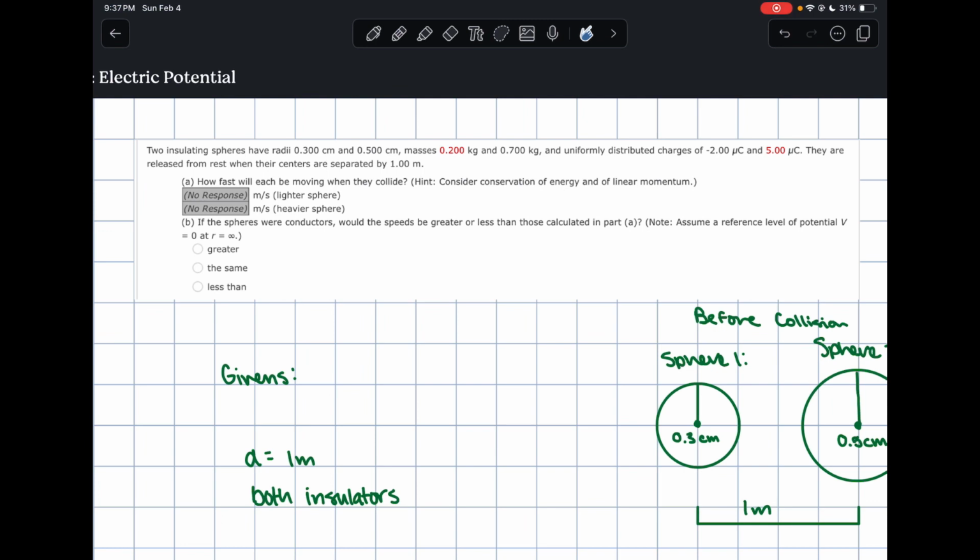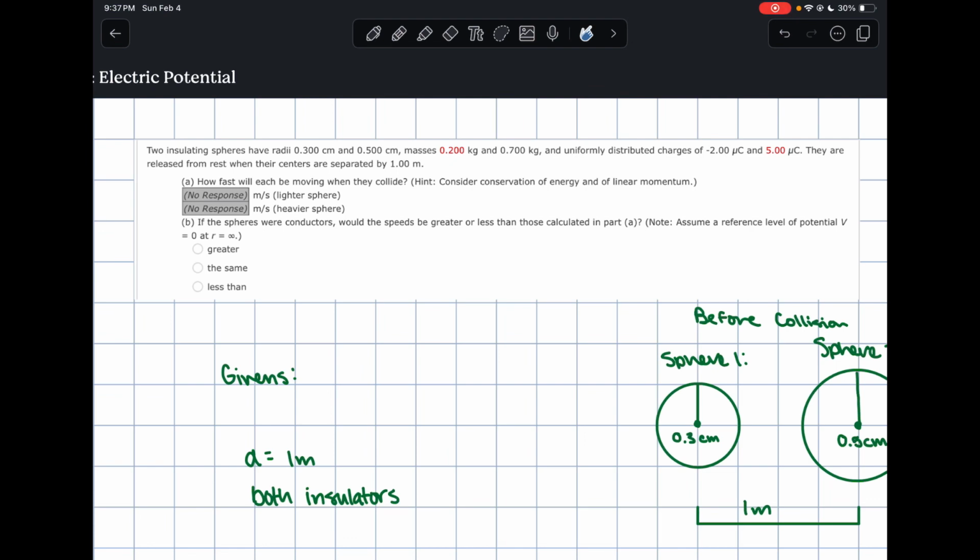Today we are working on electric potential. Let's take a look at our problem. Two insulating spheres have radii 0.3 centimeters and 0.5 centimeters, masses 0.2 kilograms and 0.7 kilograms, and uniformly distributed charges of -2 microcoulombs and 5 microcoulombs. They are released from rest when their centers are separated by 1 meter.